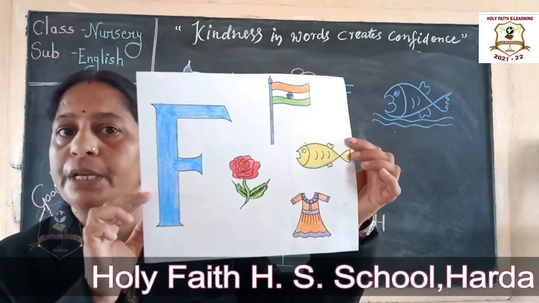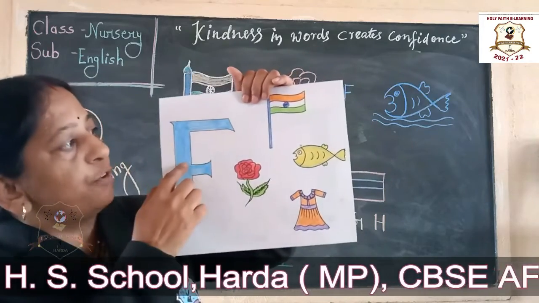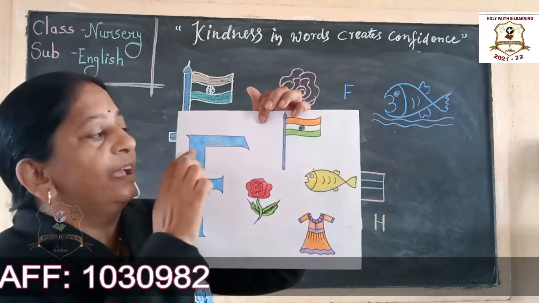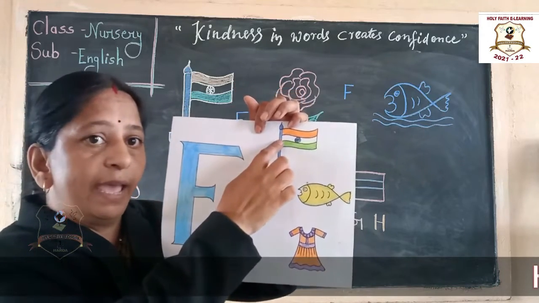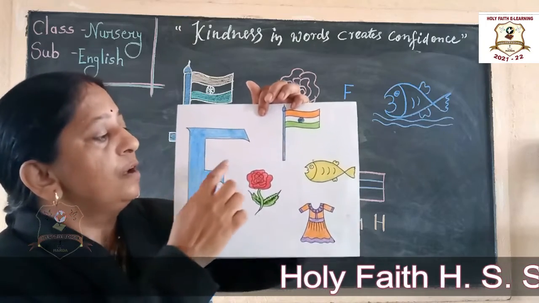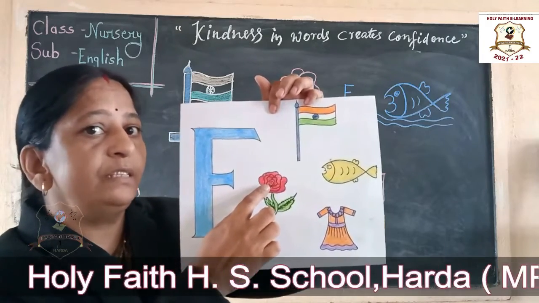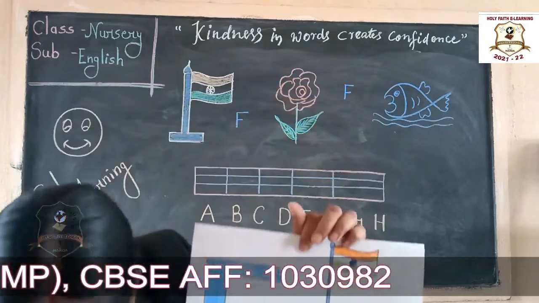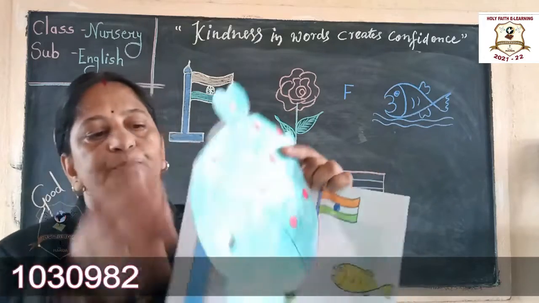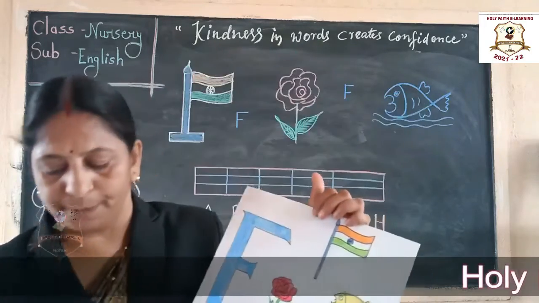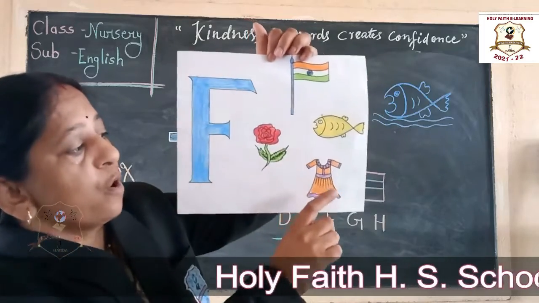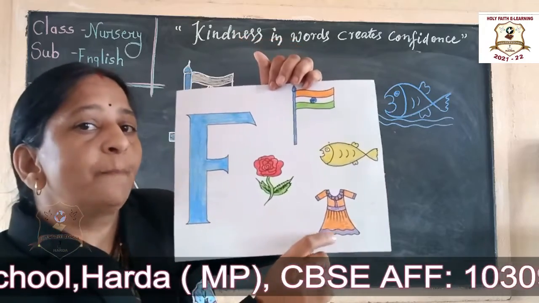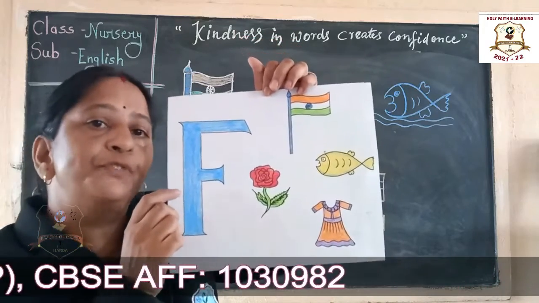Which letter we will learn today? F. F for flag. Flag means jhanda. F for flower. Flower means fool. F for fish. F for frog. Girls पहनती है ना frog? Yes. F for frog. And sound of F is F.